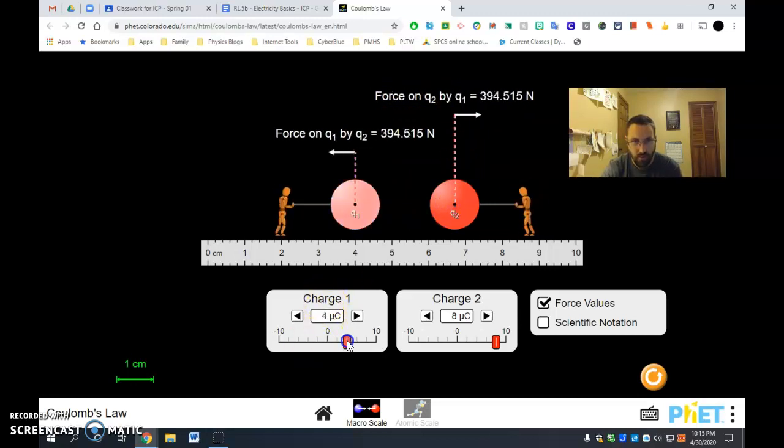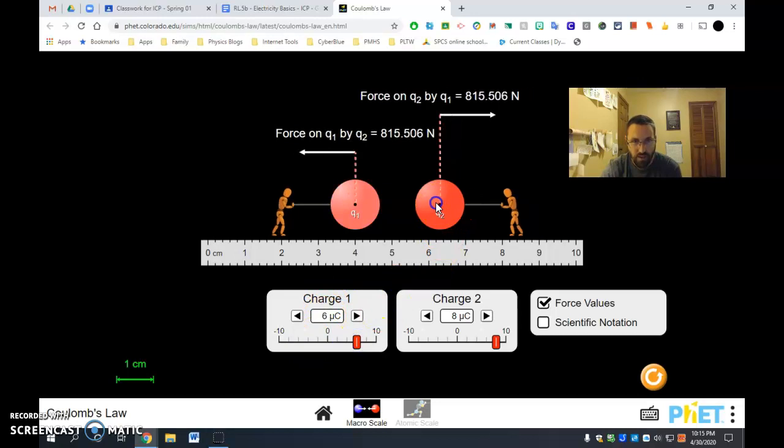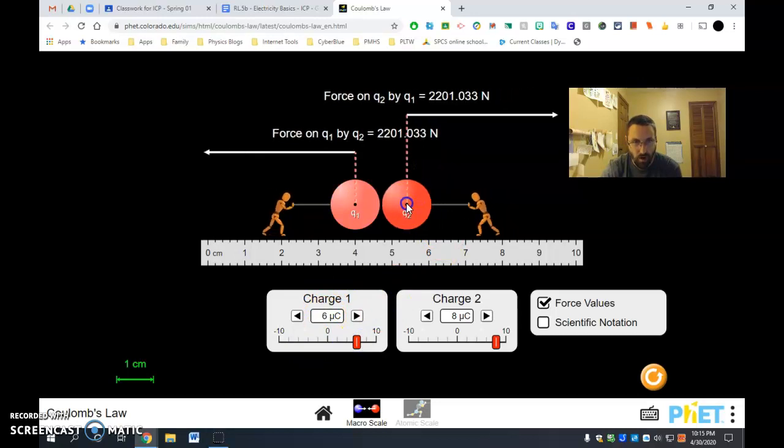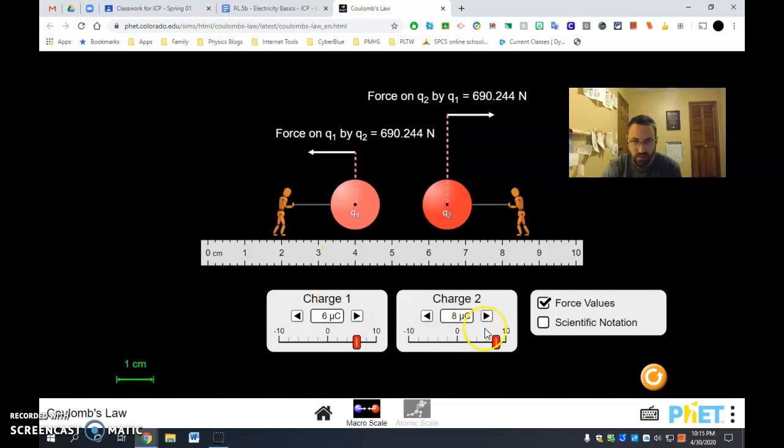Okay, if I were to change it to positive charges, it's going to be harder and harder to get those things to be right next to each other. Okay, so you'll be going around and playing around with that. So those are the three simulations. It shouldn't take you terribly long.